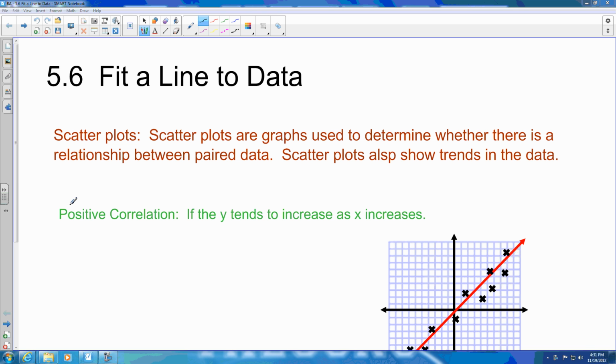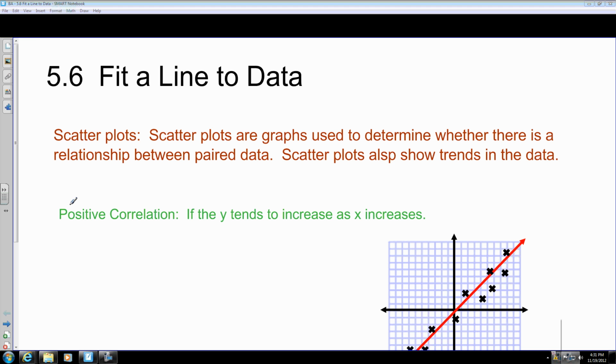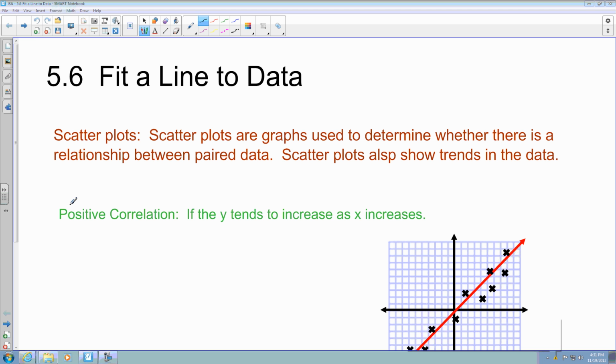This section is the last section of Chapter 5. This is 5.6, where the section's called Fit a Line to Data. What we've been working on for the last few sections is how to use equations to make lines and how to be able to write those equations if we're given the line.